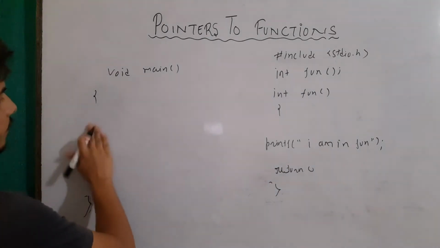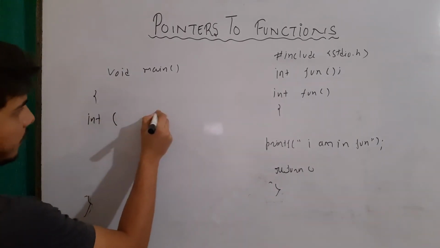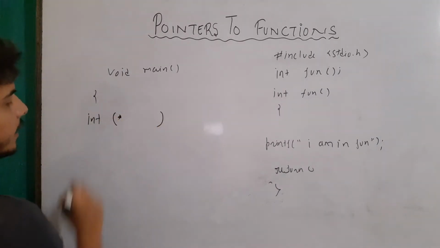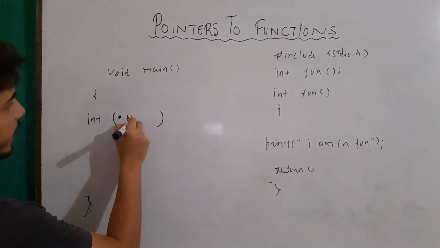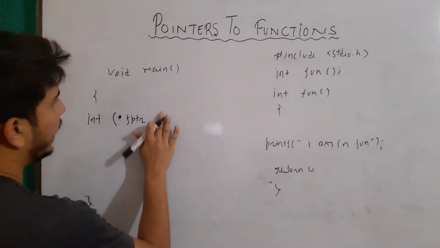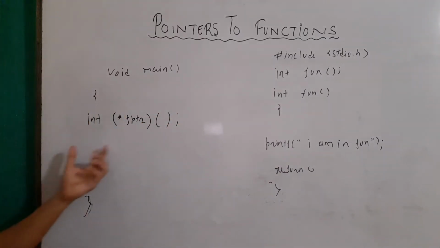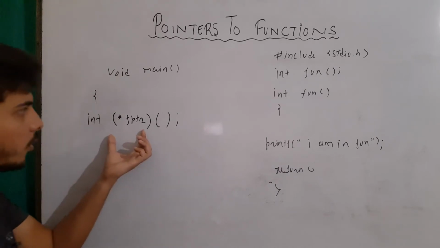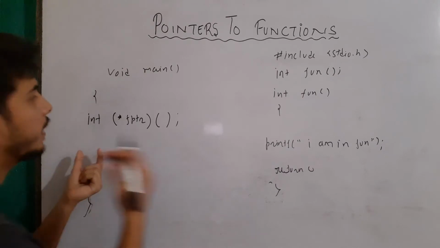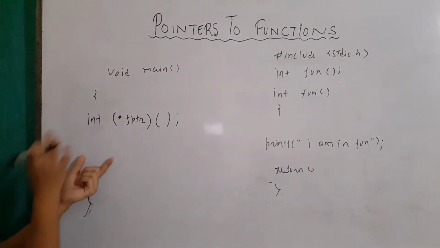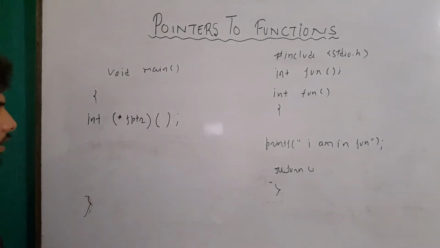To create a function pointer, I'll write int, then I'll use parenthesis, and inside it with the asterisk, I'll write the name of our function pointer. Let's say it is fptr, and then I'll use parenthesis. Now it means that we are making a function pointer: parenthesis for function pointer, and then it is a pointer to a function that is returning an integer. fptr is a pointer to a function that is returning an integer, right?